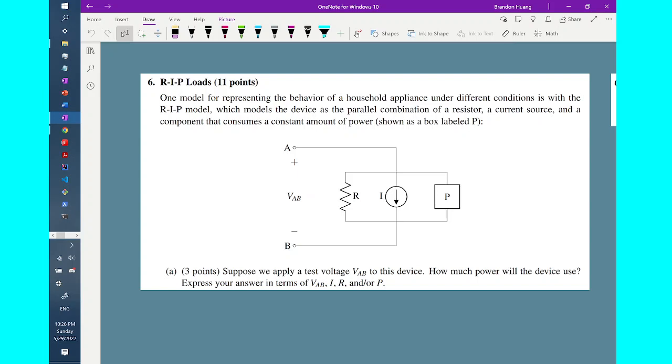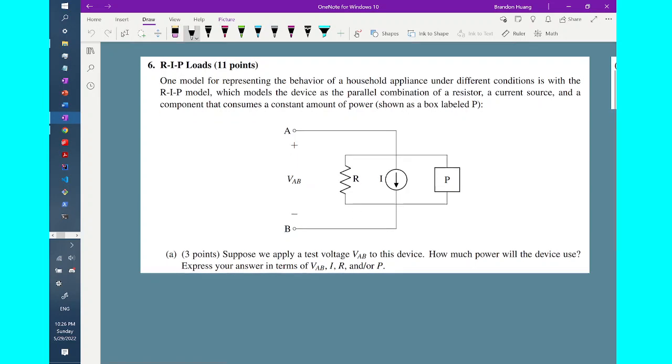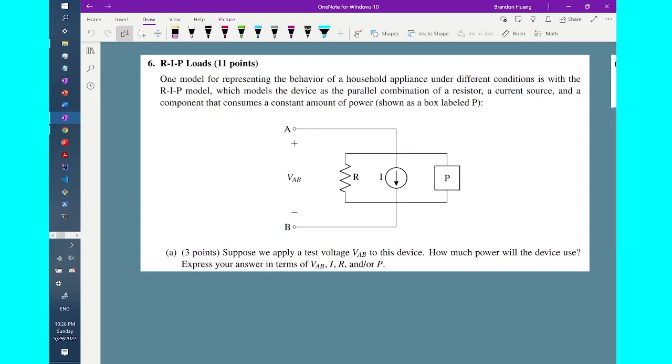All right, let's talk about question 6. So now we have this device called RIP loads, and we have this circuit where three components are in parallel to each other with the voltage across their parallel nodes being VAB. Now part A asks that suppose we apply this test voltage VAB to the device, how much power will this device, which is this box of three components, use? So this device refers to the three components.